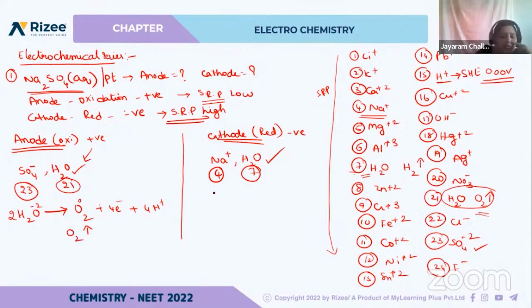Then what about the cathode? Here also water. This water molecule takes the electrons and forms H2 gas. So if you write 2 H2O and 2 electrons gives H2 plus, how many oxygens are left? 2 OH minus. Charge is balanced. Yes, 2, 2. So here the product is hydrogen gas.